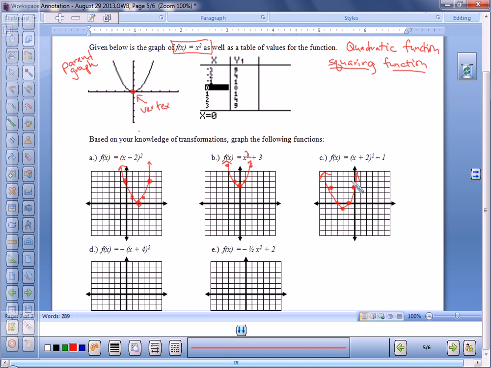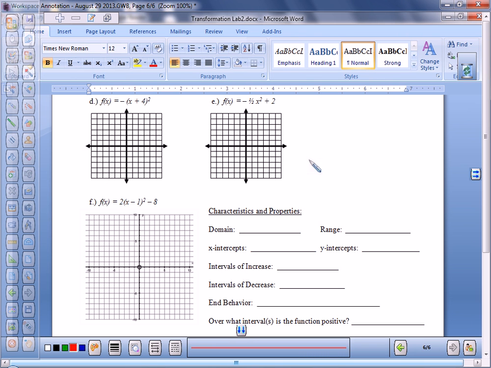Tell me where the vertex shifts on D. Left 4. 1, 2, 3, 4. So we're going to start off there. Now, this one's different. This one has my first reflection. Now, a negative out in front of the entire function. Does that affect the x or the y? Both. This is the y's.